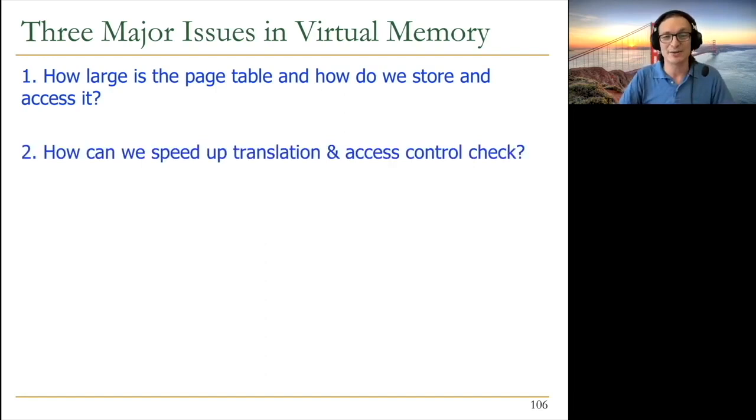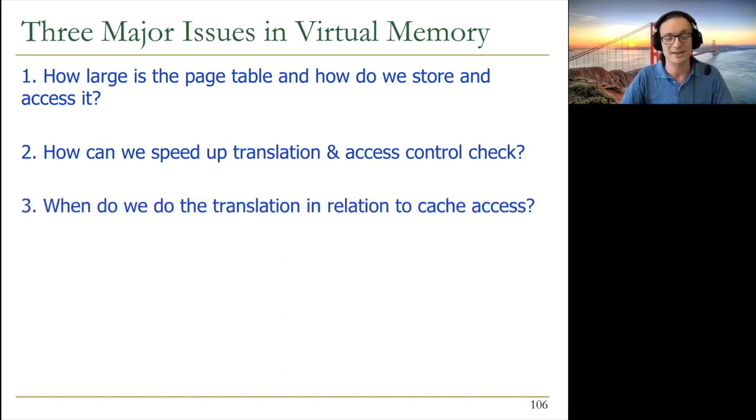The second question is, how can we speed up translation and access control check? Again, we've discussed this, TLBs, but again, these are very important. That's why I raise up these questions. And then there's a third question, which was brought up by one of you in the last lecture, I think. When do we do the translation in relation to the cache access? And that's going to be important. I'm going to give you a teaser of that, but we're not going to go into the details. There's some backup slides and some lecture references you can take a look at.